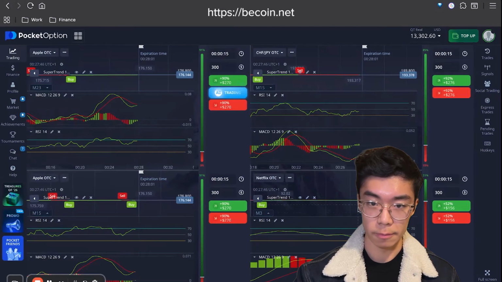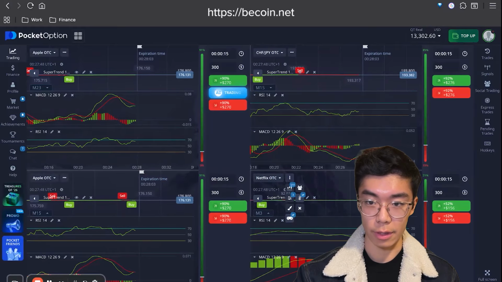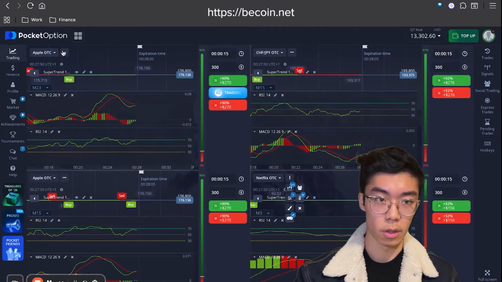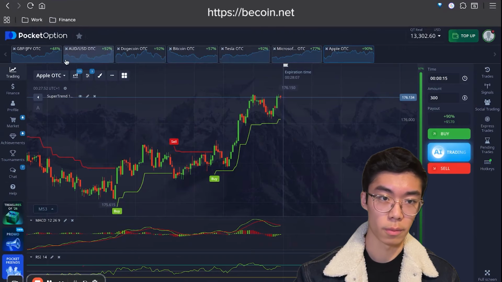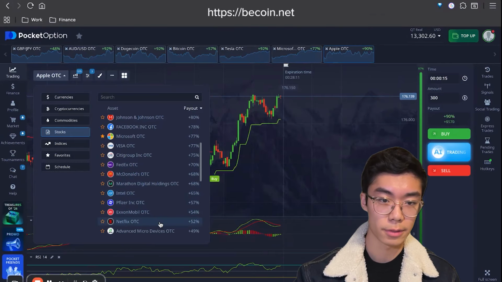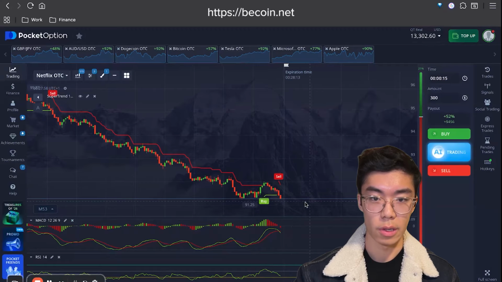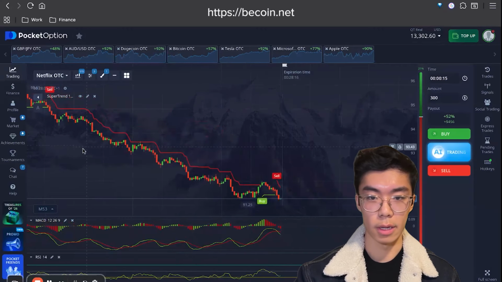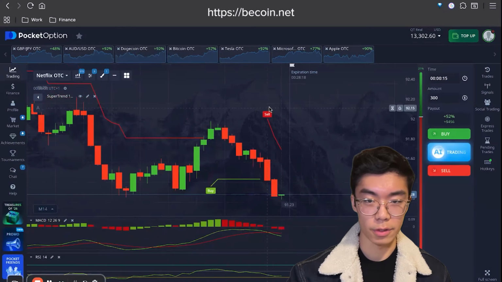So for example, here I have Netflix. I just said sell very recently. So if you go back to one chart and go to Netflix, the payout isn't really great. So I wouldn't say it's worth it. But here, this just did say sell.